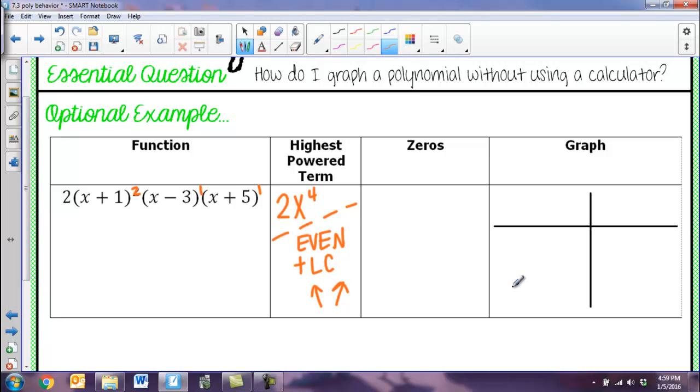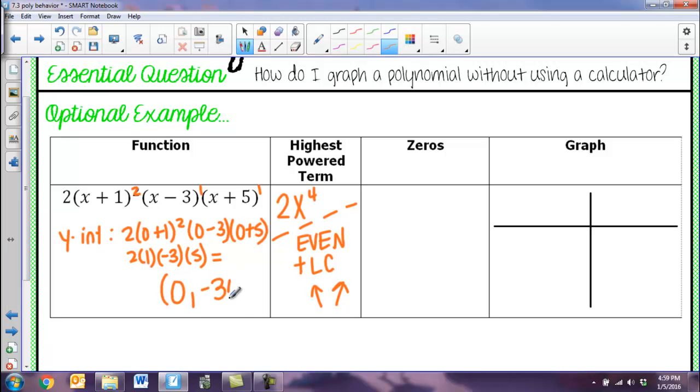Then I want to go ahead and find my y-intercept. So wherever I see an x, I'm going to plug in a 0. So I'd have 0 plus 1 squared, and then I'd have 0 minus 3, and then I'd have 0 plus 5. So here you can kind of see where it's going to get a little bit messy. So I'd have 2 times 1 squared is just 1 times -3 times 5. Whenever you get into those crazy higher powers, it's going to be even worse. And so that means that my y-intercept is going to be at 0, -30.